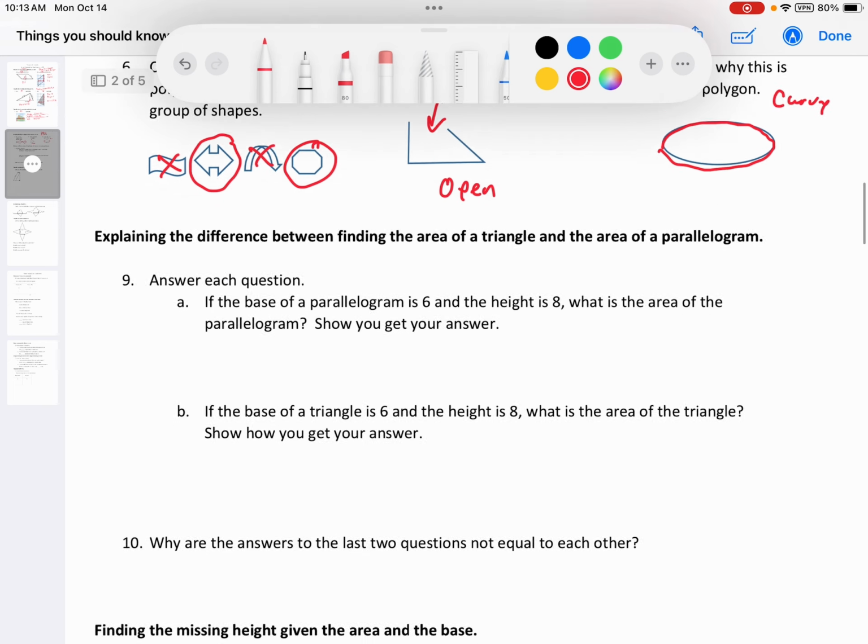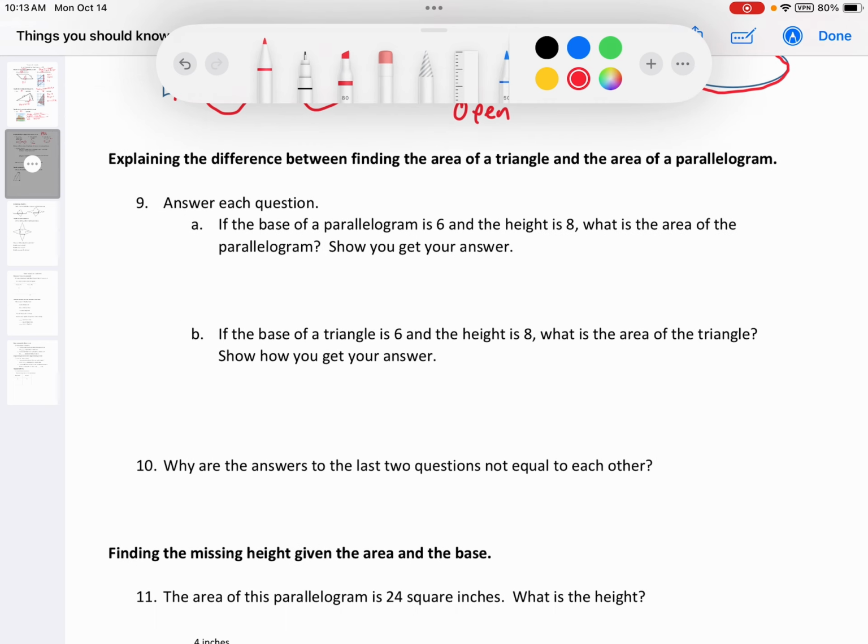Next, now you have to be able to explain the difference between finding the area of a triangle and finding the area of a parallelogram. So if the base of a parallelogram is 6 and the height is 8, all we have to do is 6 times 8, and that's 48. Showing how I get my answer, 6 times 8. Triangle, 6 times 8, but dividing by 2 because it's a triangle, 48 divided by 2 is 24.